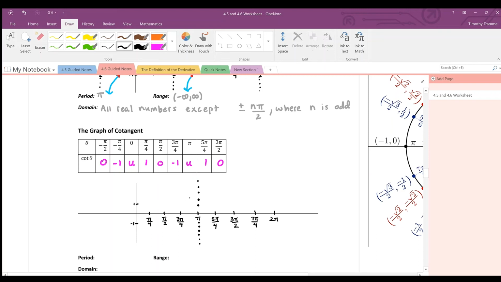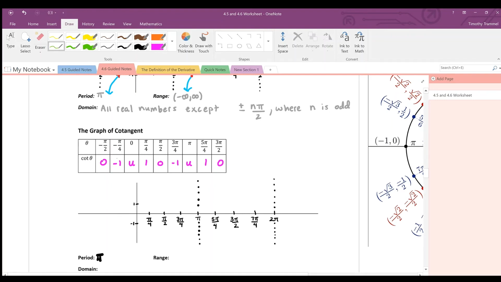And remember, cotangent and tangent have a period of pi. Maybe I'll just write it in right now. They both have a period of pi, so the next vertical asymptote is going to be at 2 pi. And in fact, once we start looking at transformations of tangent and cotangent, it's always going to be the case that these vertical asymptotes are a period apart.